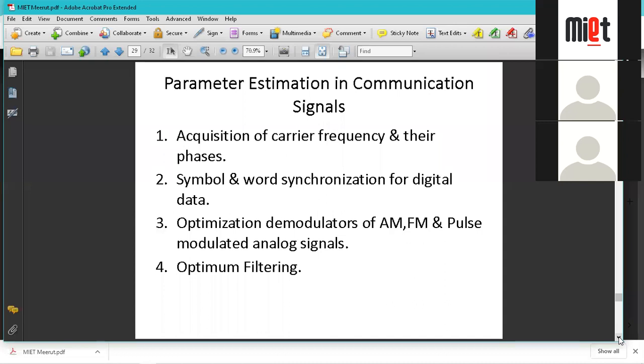These are the parameters which can be estimated, like acquisition of carrier frequency and their phases, symbol and word synchronization for digital data, optimization of demodulators of AM, FM and pulse modulated analog signals. We can even optimize them. The last one is the optimum filtering. Yes, please, let's go to the next one.